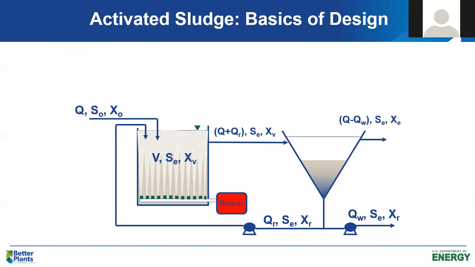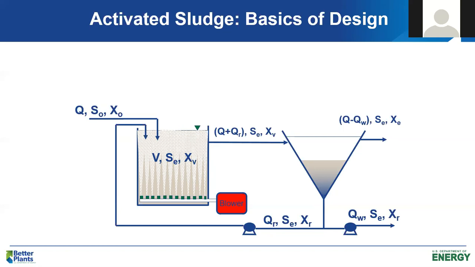So here again is our basic activated sludge process, the biological reactor on the left and the secondary clarifier on the right. As you can see, I have a lot of parameters shown here. Many of these I'll have listed in subsequent slides. We won't spend a lot of time on them, but each of these parameters is important in mathematically describing what happens in the activated sludge process: solids production, oxygen requirements, and other facets of the process. So all of these parameters are important.